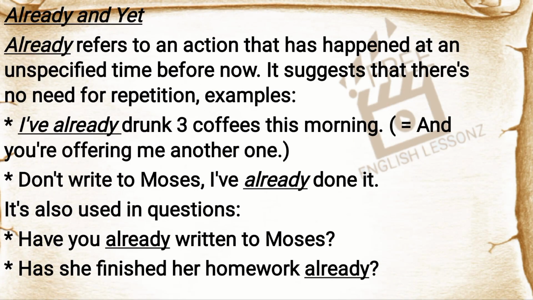Already and yet. Already refers to an action that has happened at an unspecified time before now. It suggests that there's no need for repetition. Examples: I've already drunk 3 coffees this morning, equals, and you're offering me another one. Don't write to Moses, I've already done it. It's also used in questions: Have you already written to Moses? Has she finished her homework already?